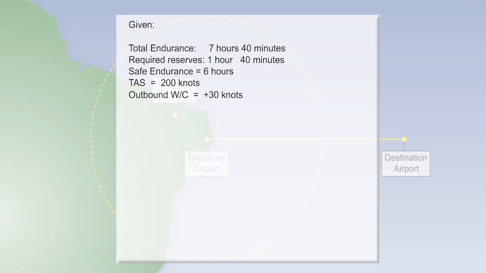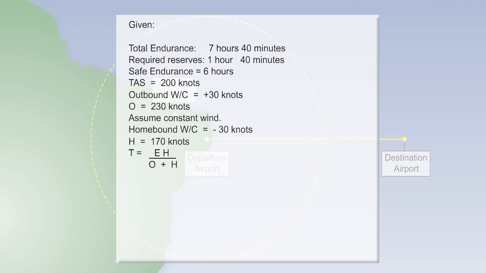The outbound wind component is 30 knots tail. So O will be 200 knots TAS plus 30 knots. This gives a ground speed of 230 knots. We can assume a constant wind, so the wind component on the return part of the flight will be 30 knots head. Therefore H will be 200 knots TAS minus 30 knots. This gives a ground speed of 170 knots.